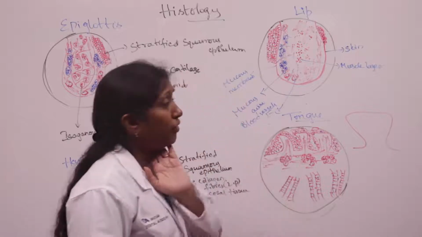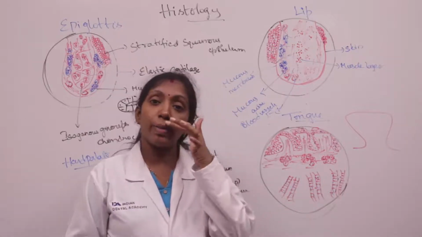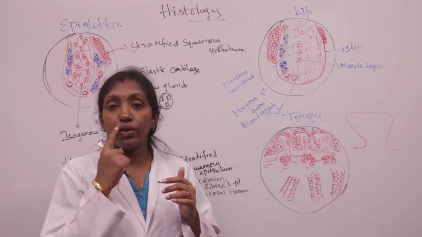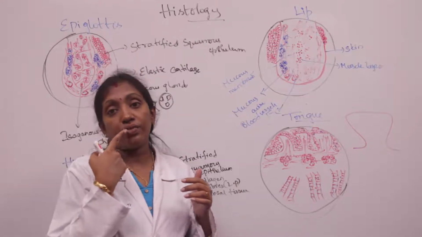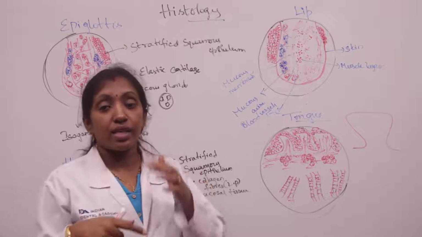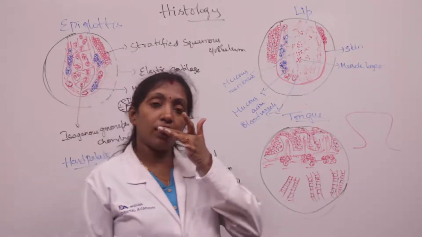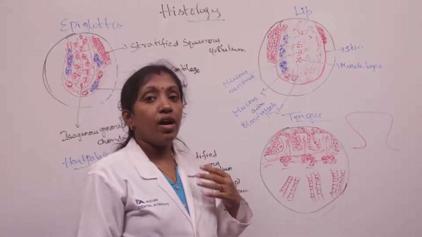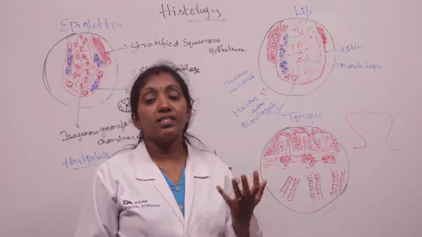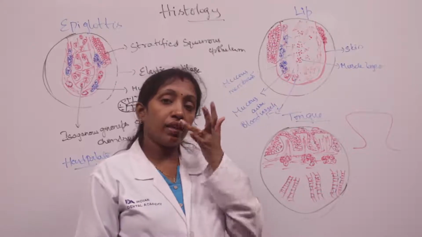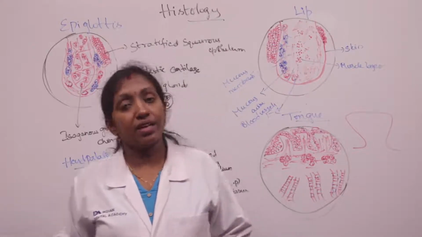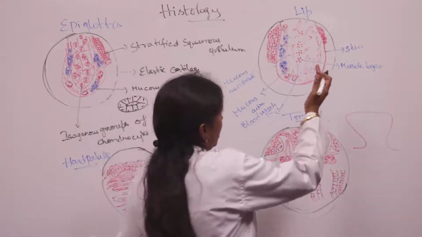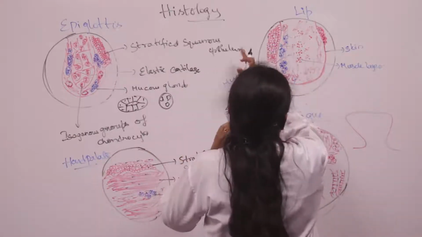Coming to the lip, we know that the lip has an external surface covered by skin, and here is the mucocutaneous junction, and this is the mucosal surface. The external surface is covered by skin, and the internal surface is covered by mucous membrane. On the external surface we have hair follicles, sweat glands and sebaceous glands, and the internal surface is devoid of these glands. So this is the lip, the external surface, and this is the mucosal surface.